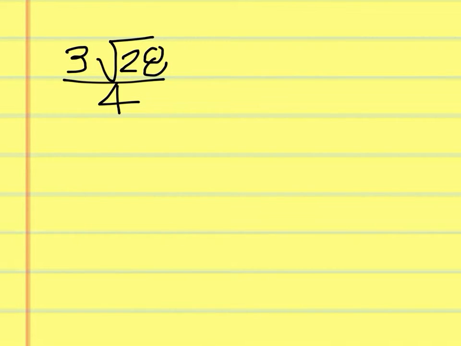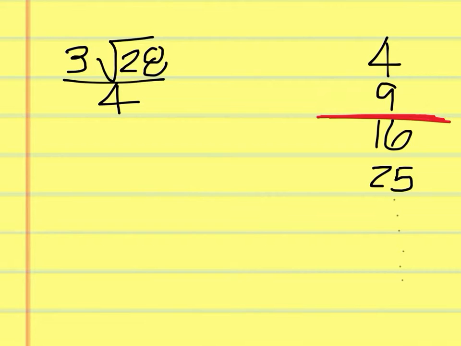We want to simplify 3 square root of 28 over 4. So our perfect squares are 4, 9, 16, 25, and so on. Half of 28 is 14. 14 shows up between 9 and 16. So forget about everything below that. Will 9 go into 28?